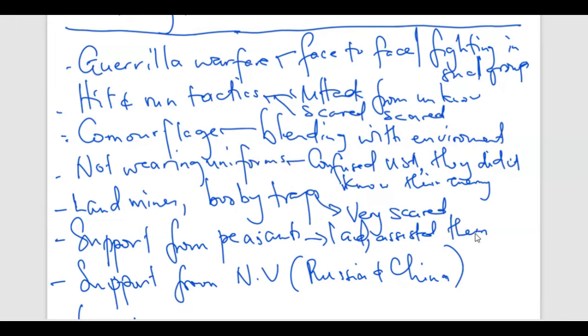So the peasants were very happy. They would support the guerrillas. They would give them all the basics of the war. They would give them food. They would accommodate them. And hence, it was to the advantage of the guerrillas. They would have enough food supplies, and they would flourish and be able to fight against the Americans.